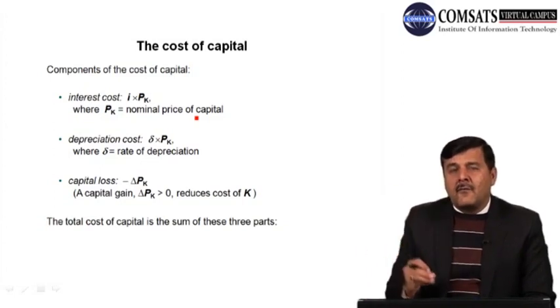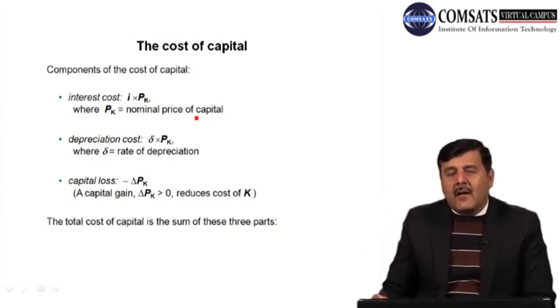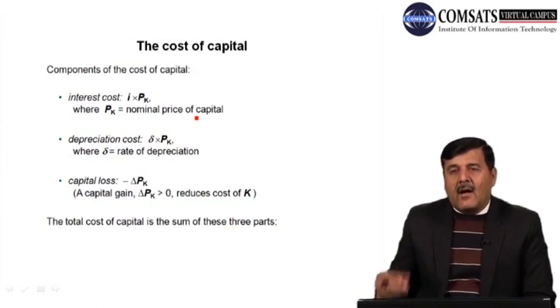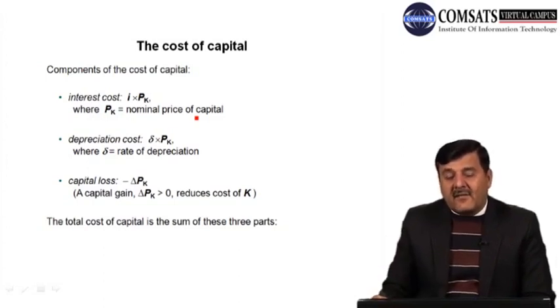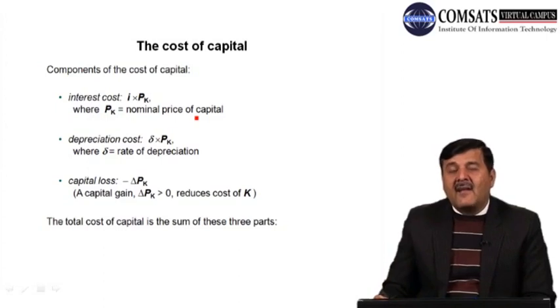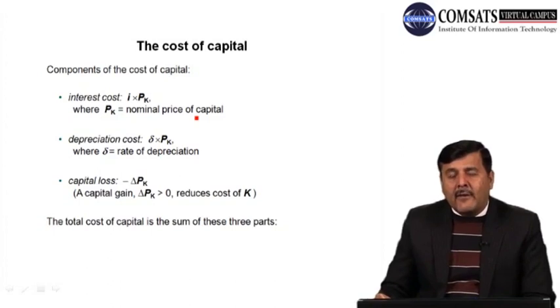If they want to invest in new capital, they need to get that money, or they have to pay a certain interest rate, iPK. Second is the depreciation cost, where delta is the rate of depreciation, delta PK. Third, capital loss. What is that? Delta PK. A capital gain is delta PK is positive, reduce cost of capital.